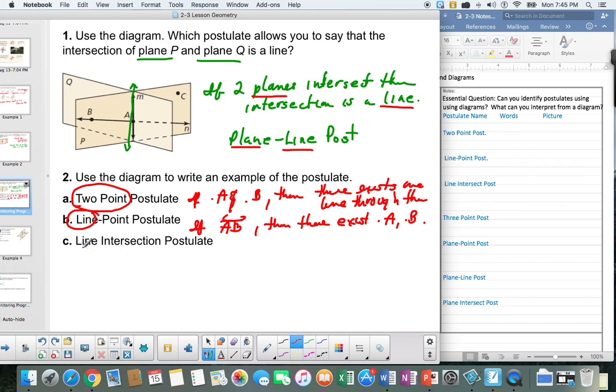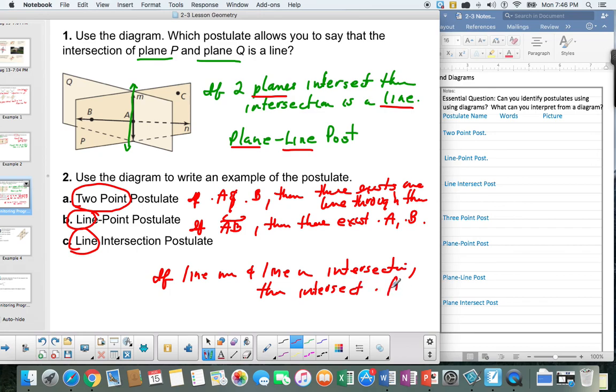Okay, line intersection. This is a line and intersection, so we're going to find two lines. If line M and line N intersect, and they do in this picture, then it looks like they intersect at point A. You can see line N and line M, the green line, intersect right here. That's what the line intersection postulate states.